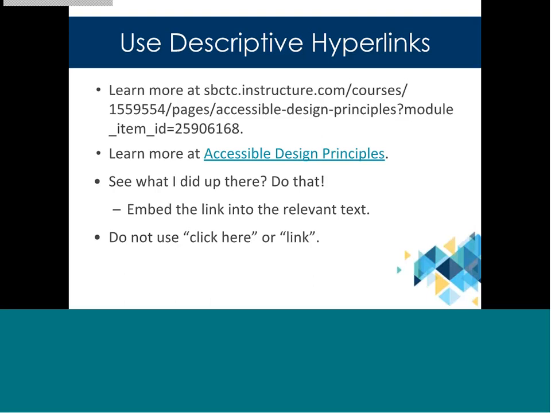So instead, if I had a whole list of different lessons here that were links, it might say learn more at Accessible Design Principles, or, accessibility in Word. If those were two different resources I wanted to provide, then you would get the names of each of those lessons and be able to listen and hear which lesson you want to go to. So that's the trick with descriptive hyperlinks.